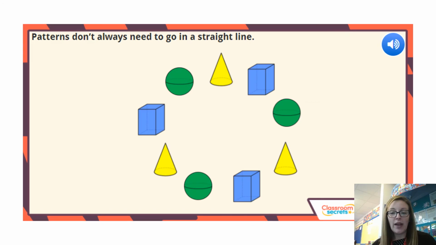Patterns don't always need to be in a straight line. So you can see here I've created a pattern using 3 different 3D shapes, but instead of going in a straight line, it goes in a circle. If we start looking at the top, you can see there's a cone, then we have a cuboid, a sphere, cone, cuboid, sphere, cone, cuboid, sphere, and that repeats round and round in that circle. So there's different ways that you can create repeating patterns.